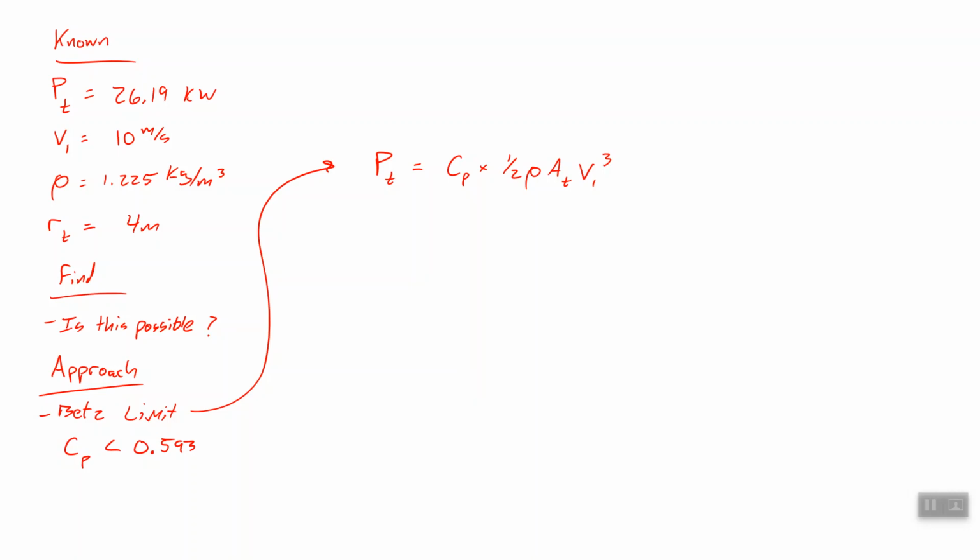So you can see that we actually know a lot of this information, right? We know PT, we know V1, we know the density of the air, and we can find the area of our turbine using the radius of the blades, which means all we got to do is solve for CP and see if it's physically possible. So first we're going to do the analysis part of our problem.